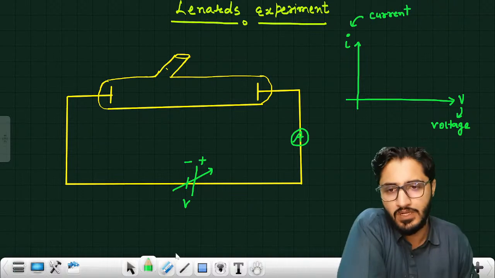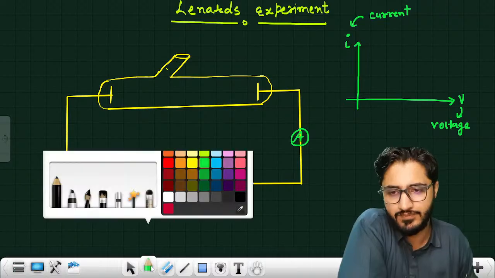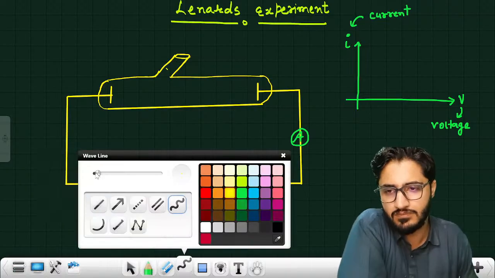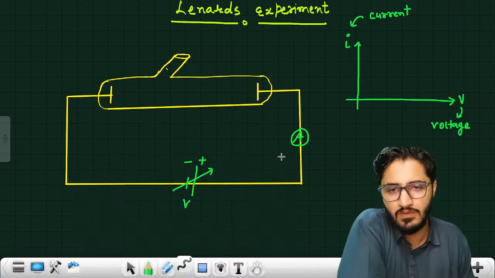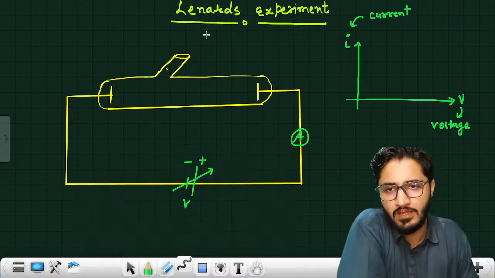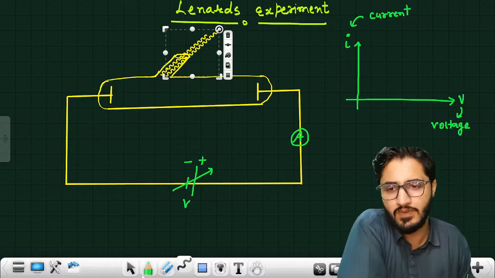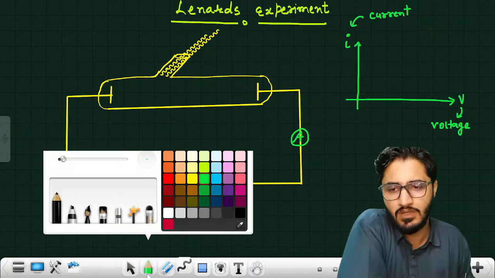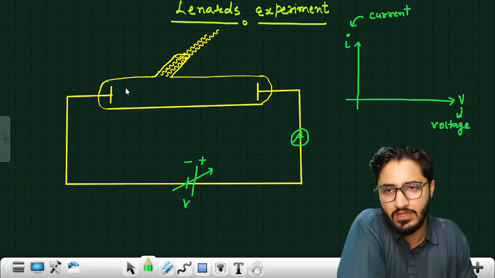Look now. Here some rays fall on it. Some rays fall like this, and these rays eject some electrons.